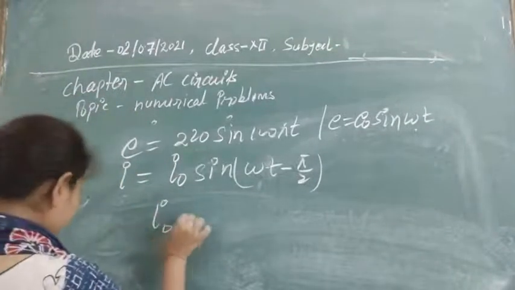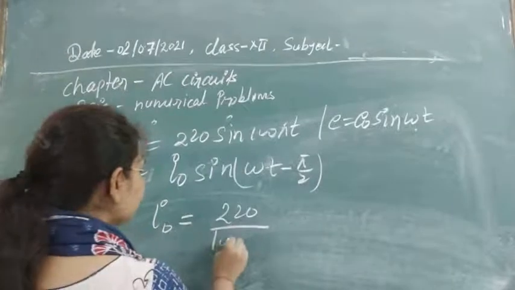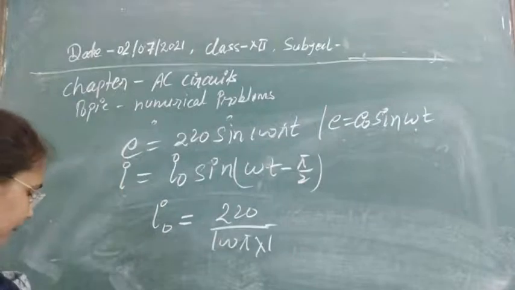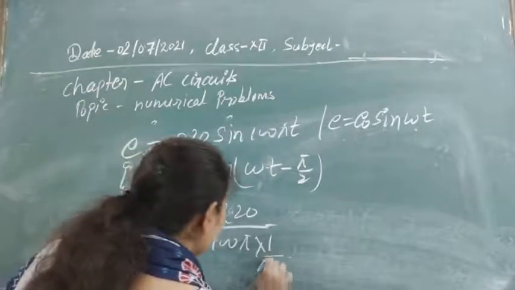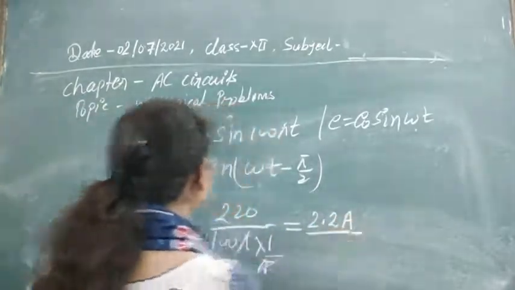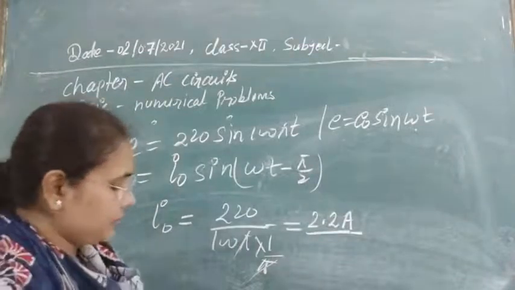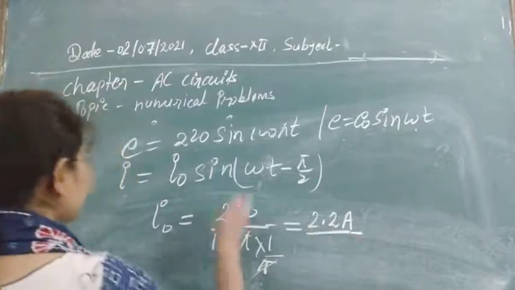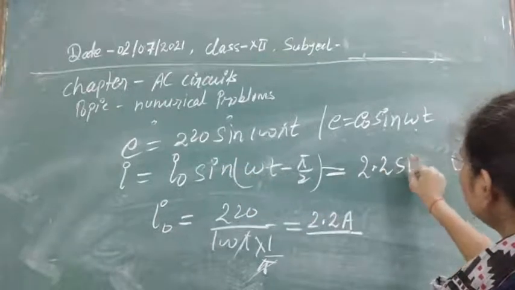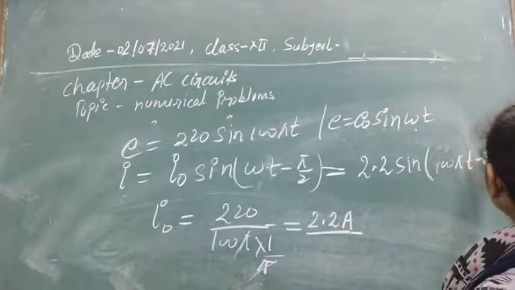So here I0 is E0, which is 220 volt, upon omega, which is 100 pi, into L, which in our question is given as 1 by pi. So pi will be cancelled out, and if you solve it, the maximum value of current in the circuit is obtained as 2.2 ampere. You can also change it into milliampere if you need it, but just leave it here. So I equals 2.2 sine of 100 pi t minus pi by 2.